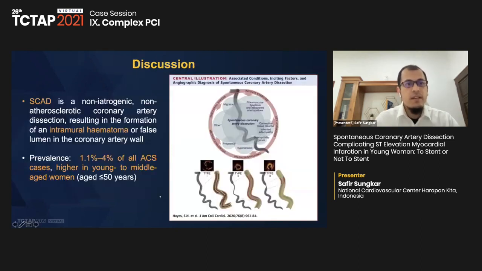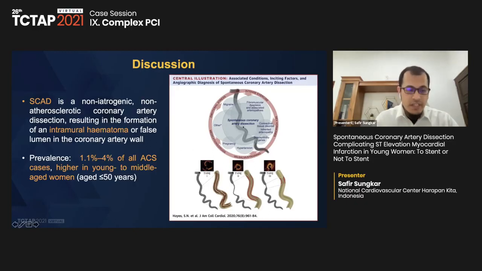For the discussion, SCAD is a non-iatrogenic, non-atherosclerotic coronary artery dissection, resulting in the formation of an intramural hematoma or false lumen in the coronary arterial wall. The true prevalence remains unknown. However, some studies report a prevalence of 1 to 4% of all ACS cases, higher in young to middle-aged women, especially below 50 years.